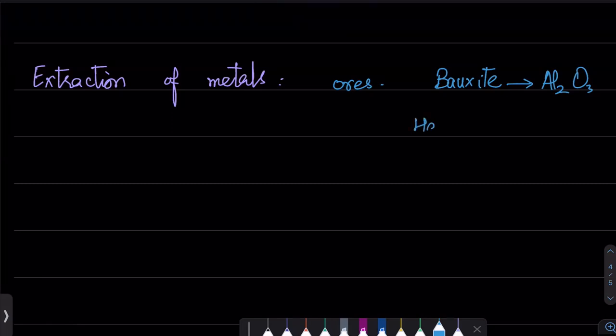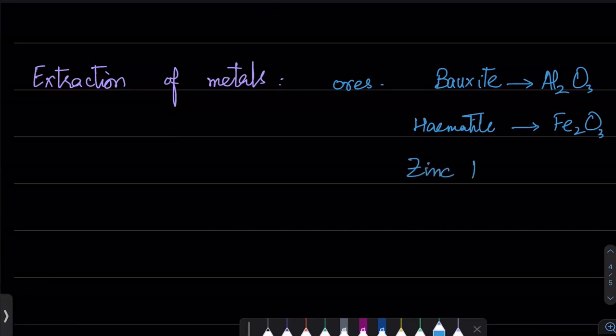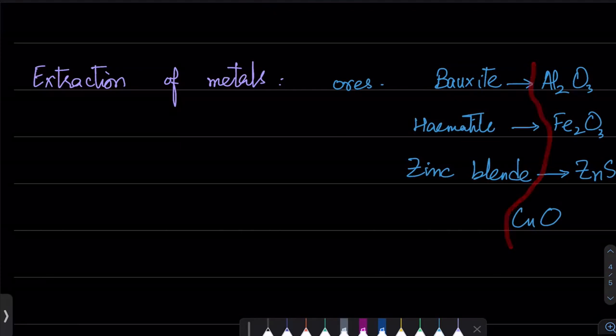Similarly, we have hematite, or hematite mein se hume iron milta hai, Fe2O3. Similarly, hume zinc blend milta hai. Zinc blend jo hai, wo zinc sulfide hota hai. Similarly, hume copper oxide milta hai. Ab in charo mein kuch common cheeze hai, ke in sab mein hume metal mil raha hai, but it's not pure. So we want to get pure metal out.